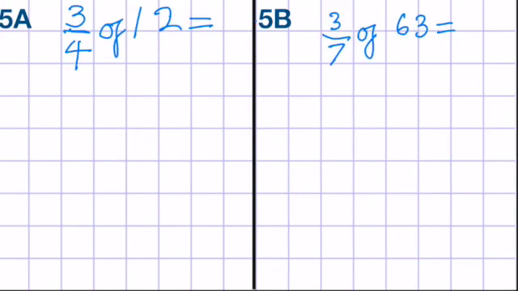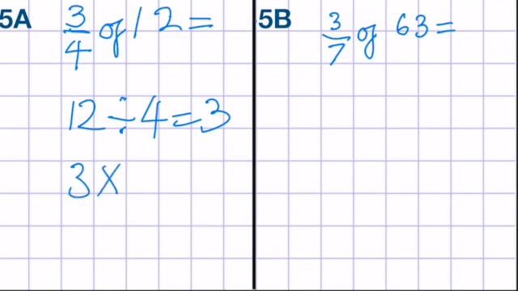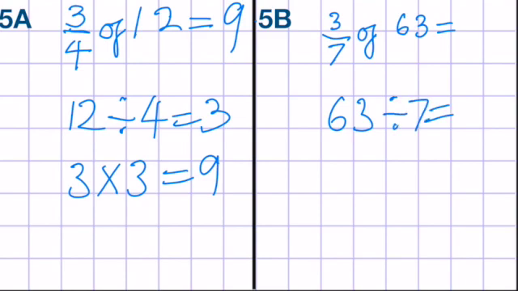Now you're going to find 3/4 of 12 and 3/7 of 63 by dividing by the denominator and timesing by the numerator. So hit pause for now. Okay, so 3/4 of 12, we need to do 12 divided by the denominator 4, which is 3. 12 divided by 4 is 3. And now we do 3 times 3, which is 9. Over on this side, we do 63 divided by 7, which is 9. And then we're going to do 9 times 3, which is 27.